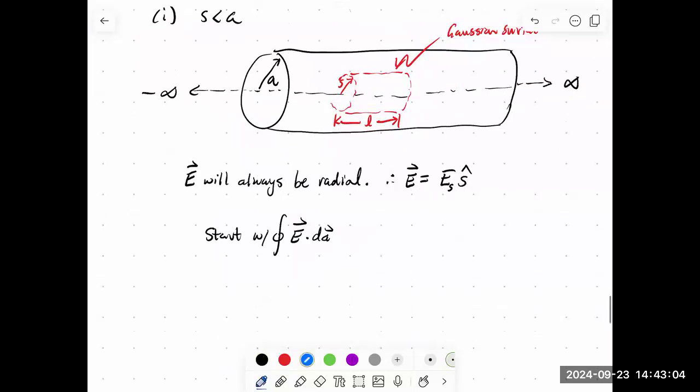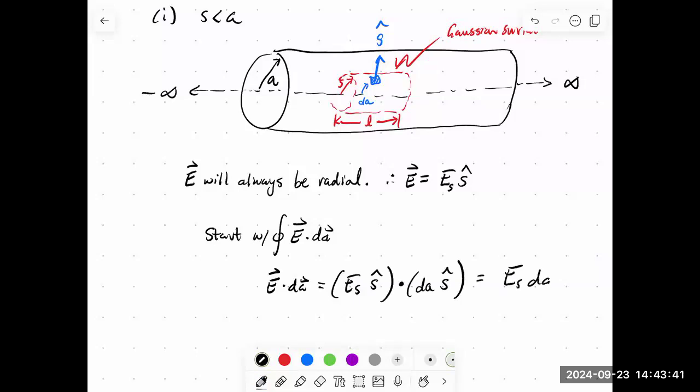Well, if I take a patch of area on my Gaussian surface, this has area dA, and it points out in the S hat direction. So E dot dA is going to be equal to E_S S hat dot product with dA also in the S hat direction. And this is just going to be E_S dA. But we have to be careful because my little red cylinder is a closed cylinder. So how many parts are there to the surface? Three of them. There's the curved surface, and then there's the ends, the end on the left and the end on the right. What I've done here is only for the curved surface.